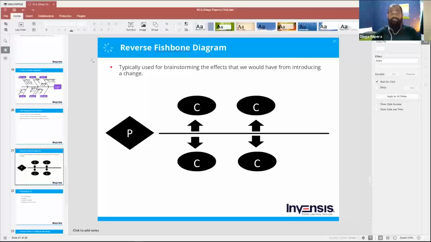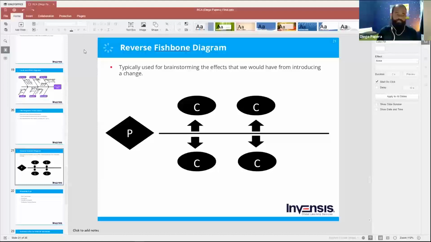Just to be complete on the topic, I'll also give a brief explanation of the reverse fishbone diagram. The reverse fishbone diagram is not as used as the standard fishbone diagram, and it's typically used for brainstorming the effects that we would have from introducing a change. An example of this could be, for instance, we work in a customer service office, and we would like to introduce a change.